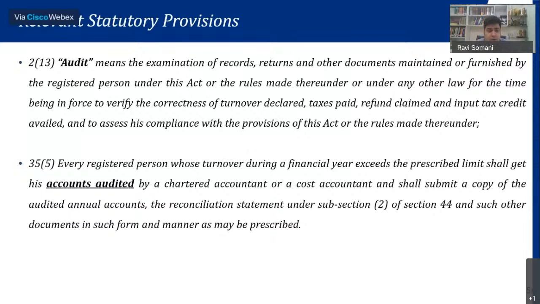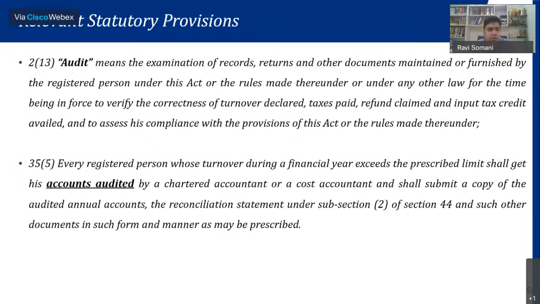So when we look at the meaning of the term audit, it is quite vast. It says examination of records, returns, other documents maintained, furnished under this law or under any other law, and all those things. So one may say that the meaning of the term audit is very, very wide. And just because the meaning of the term audit is very wide, GST audit is also very wide.